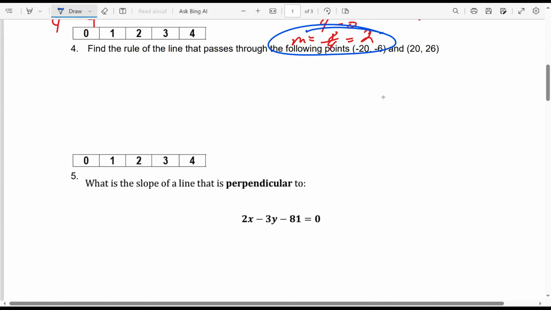Next one here is dealing with some negatives, some ugly numbers, but it's asking me to find the rule of a line again. If you forget, I didn't really identify it before, but find the rule of a line. It's telling me to find m and b. That's what it's saying. Find m and then find b.